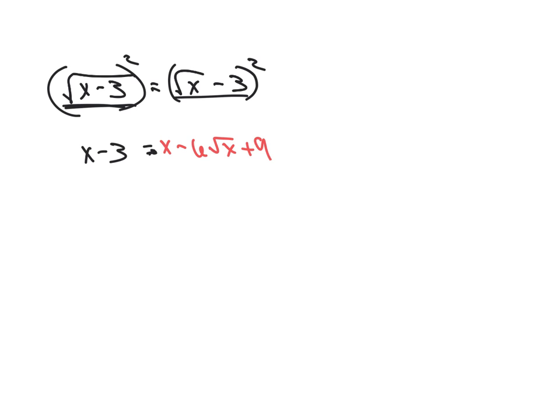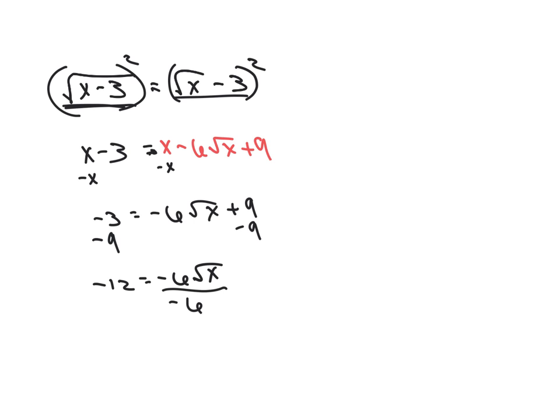All right. Now, we still have a radical in our equation. We can't do anything else with that radical except get rid of everything except the radical. So what I'm going to do is subtract x from both sides. So I get negative 3 equals negative 6 square root of x plus 9. Subtract 9 from both sides. So I have negative 12. Divide by negative 6. And I get 2 equals the square root of x.